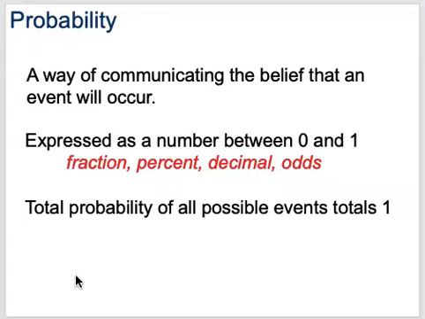Now, when we actually give those numbers out, that's the way of communicating the belief that an event will occur. So that's what probability's definition is. This probability can be expressed as a number between 0 and 1. It is never negative, and it is never greater than 1. Now, if you do it as a percent, you can change that percent between 0 and 100%, but it will never be greater than 100%.